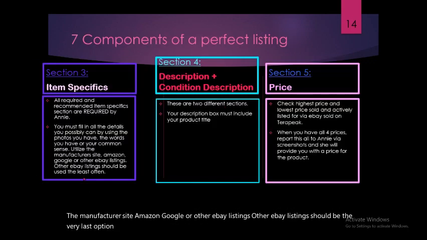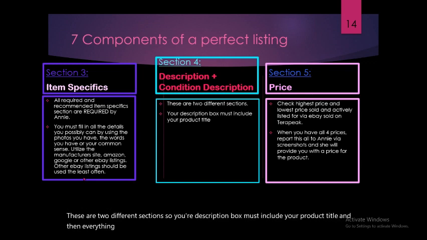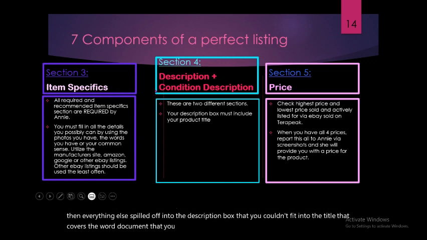And now let's talk about the description and the condition description. These are 2 different sections. So your description box must include your product title and then everything else spilled off into the description box that you can't fit into the title. That covers the Word document that you can read right after you finish this PowerPoint presentation. The next thing is the condition description.